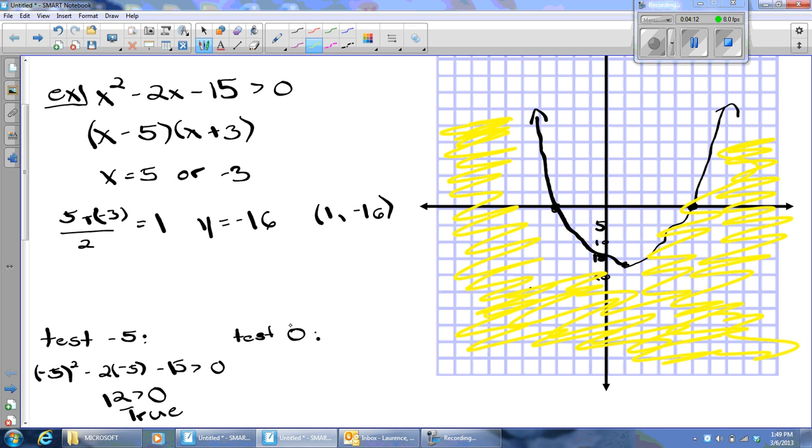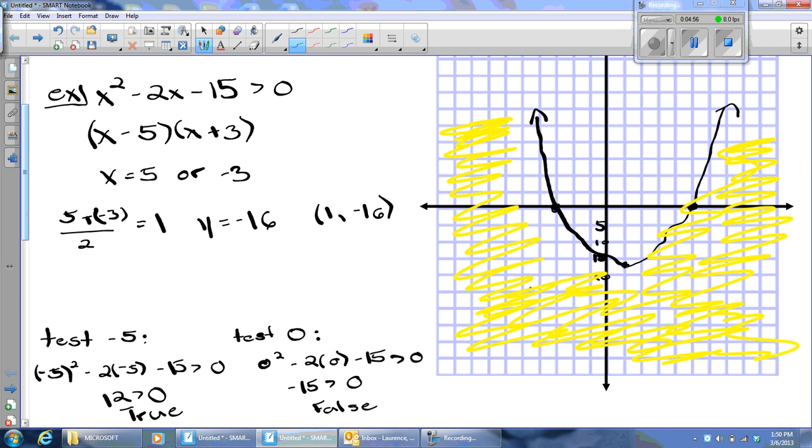Okay, so then we're going to test a point inside of the parabola. So we're going to test 0. 0 is an easy point to pick. So when we plug 0 into our quadratic inequality, 0 squared minus 2 times 0 minus 15 is greater than 0. We get that negative 15 is greater than 0, which is false. So we are not going to shade the inside of the parabola. And then that's our final graph.